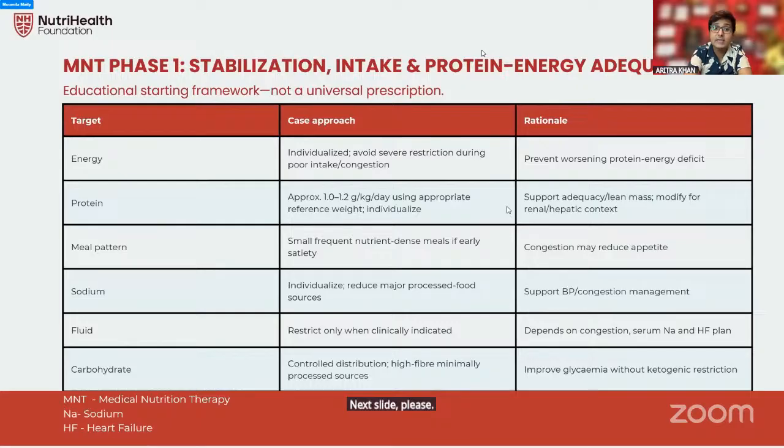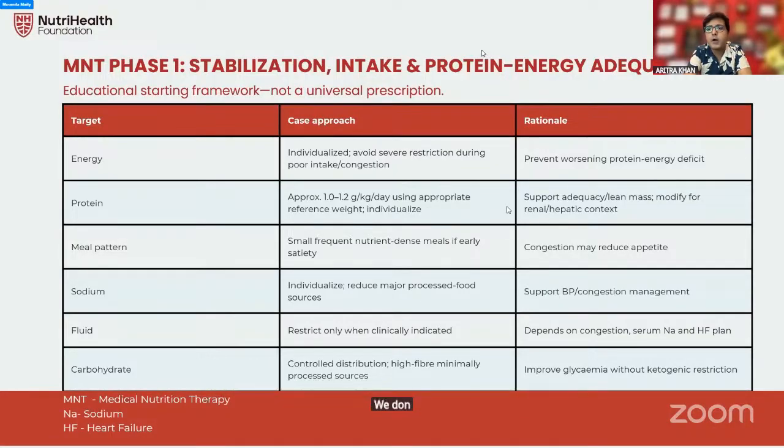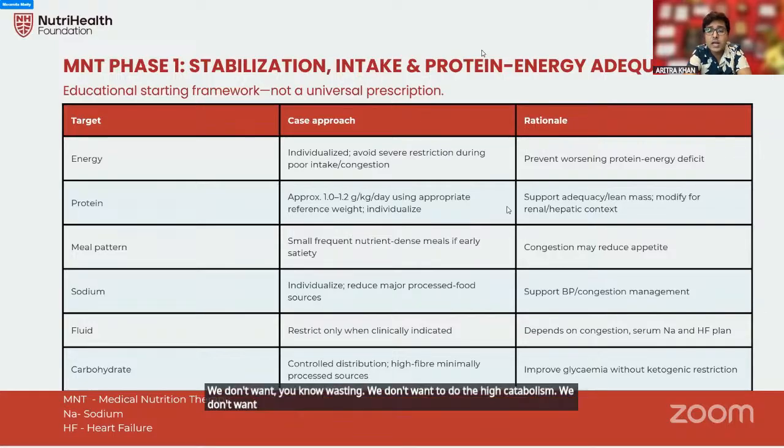So this is about the MNT, medical nutrition therapy, what we can approach and the rationale for the patients. Individualized, avoid severe restriction during poor intake or congestion, because it can worsen protein energy deficit. We don't want wasting. We don't want high catabolism. We don't want nosocomial infection, and we don't want the patient to become hypotensive and have a lot of other problems, because the patient may at some point be on noradrenaline and also vasopressors. So we shouldn't want these things, and simultaneously, no sarcopenia.